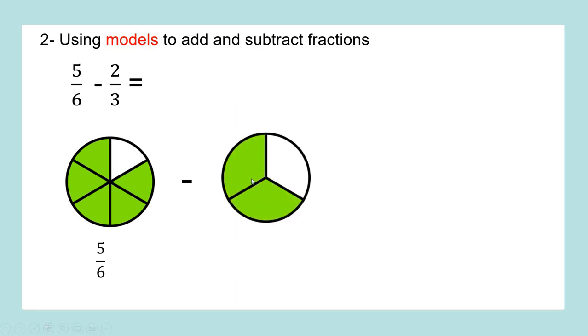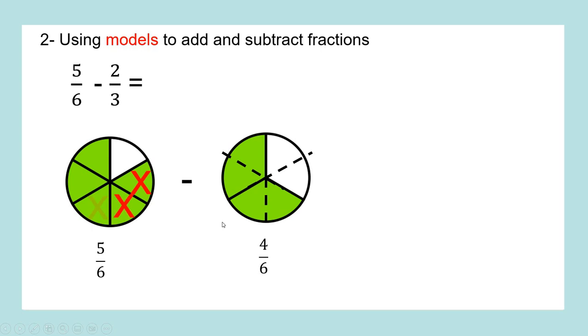Okay, how can I make an equivalent to get 6 pieces here? How can I do it? Yes, I can hear you. I will draw a line here, another line here, another line here to get 6 pieces, right? Okay, now I have 6 pieces. Yes, 1, 2, 3, 4, 5, and 6. Now this 2 over 3 represents how many sixths? Yes, it represents 4 sixths. Super. Now can I subtract? Yes, I just want to remove 1, 2, 3, 4 pieces from these pieces.